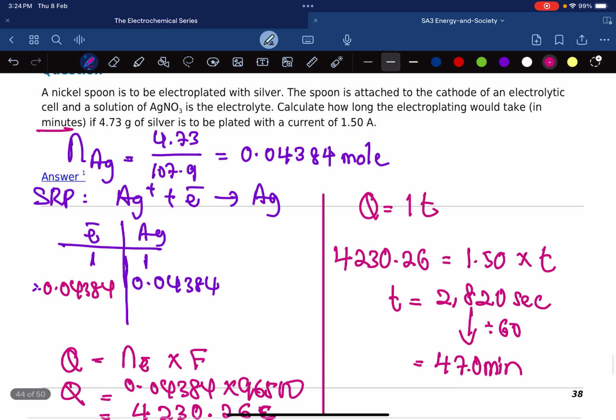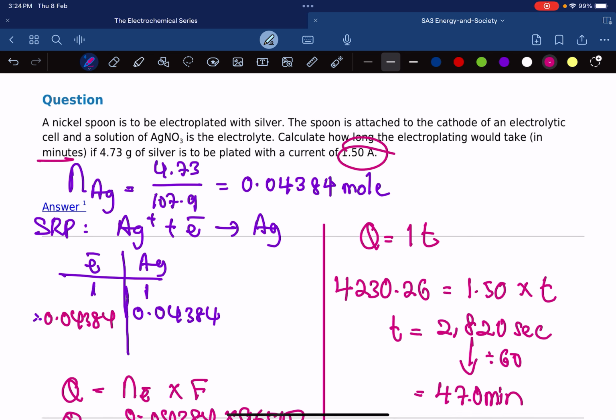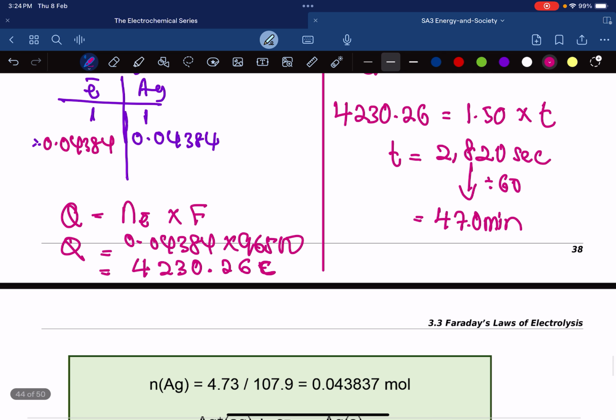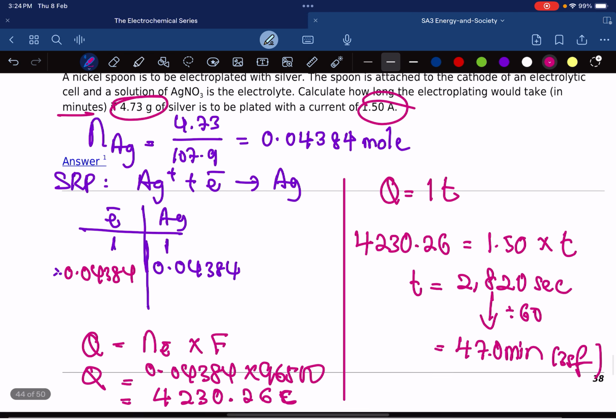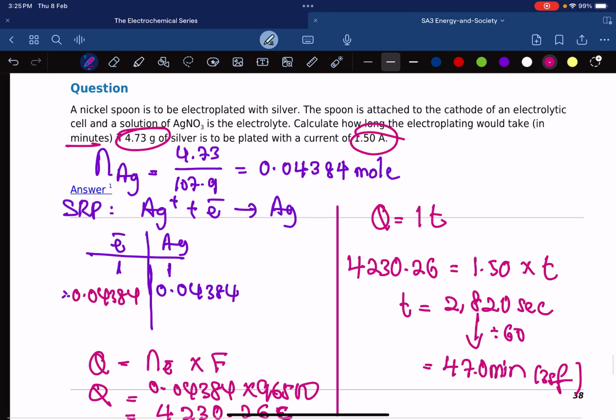Okay, let me just check significant numbers. 3 significant numbers, 3 significant numbers. So my answer is 3 significant numbers as well. Okay, so of course we check the working here. Yep, we got it correct, right? So that's basically how we do these types of questions.